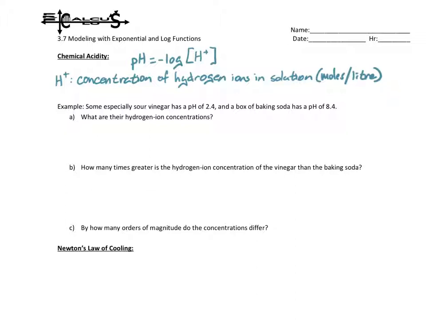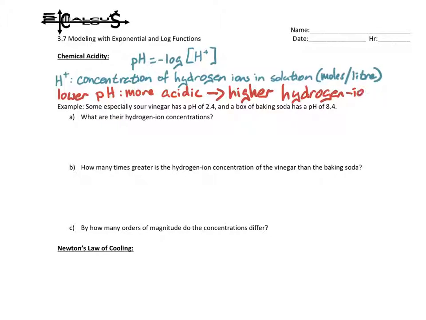Okay, so let me explain how this works. You've probably heard about this in chemistry, but the lower the pH, the more acidic a solution is, right? And so you'll notice here that this is negative, right? So what that means is the lower the pH, the more acidic the solution is, but that means that there is higher hydrogen ion concentration.